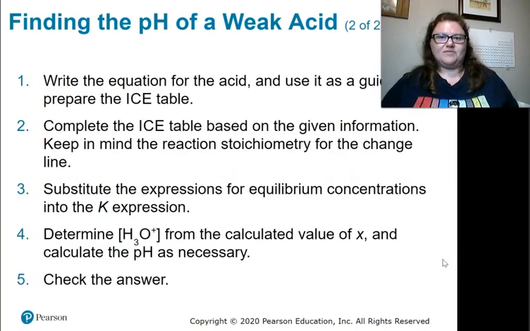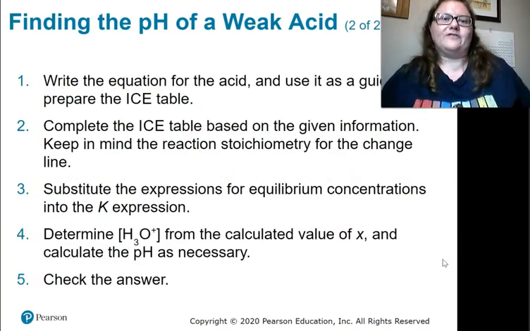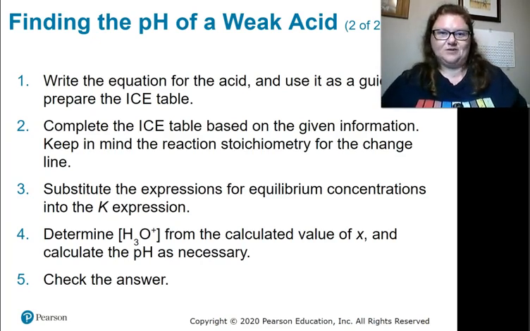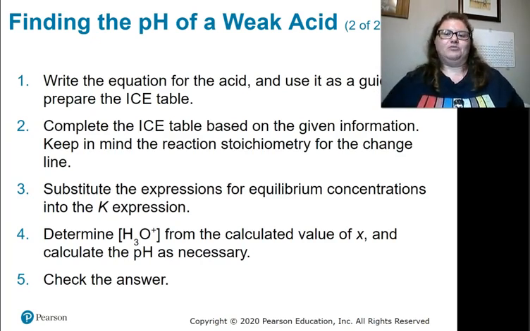So here are our steps, and then we're going to try an example. To find the pH of a weak acid, we're going to write the equation, and we're going to write an ICE table, just like we did in the equilibrium chapter. We're going to plug in what's given, and keep in mind the stoichiometry for that C change line. We're going to substitute the expressions for equilibrium into the Ka expression. We're doing acid here. We'll determine the hydronium ion concentration from the calculated value of X, and then from there we can get the pH.